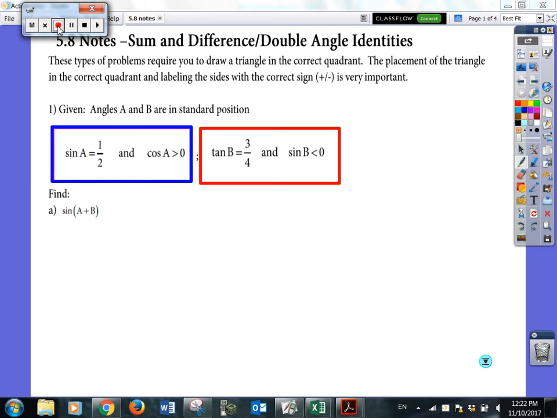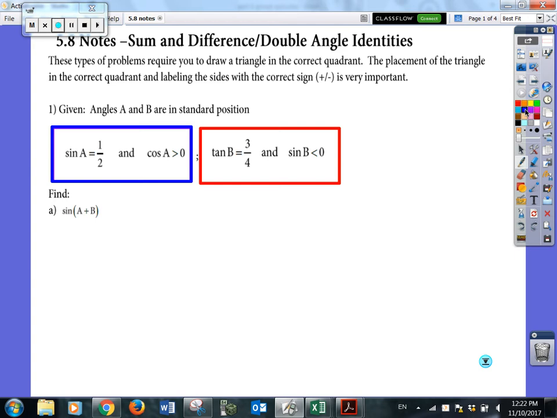Now it's not going to just say quadrant 1, 2, 3, or 4 if it's a sum and difference, but it will give you some information so that you can draw the triangle in the correct quadrant. It is very important that you're in the correct quadrant and you label the sides correctly. How do you know what the sides are? Well, in quadrant 1, x's and y's are positive. In quadrant 2, x's are negative. In quadrant 3, x's and y's are negative. And in quadrant 4, y's are negative. So that's how you know.